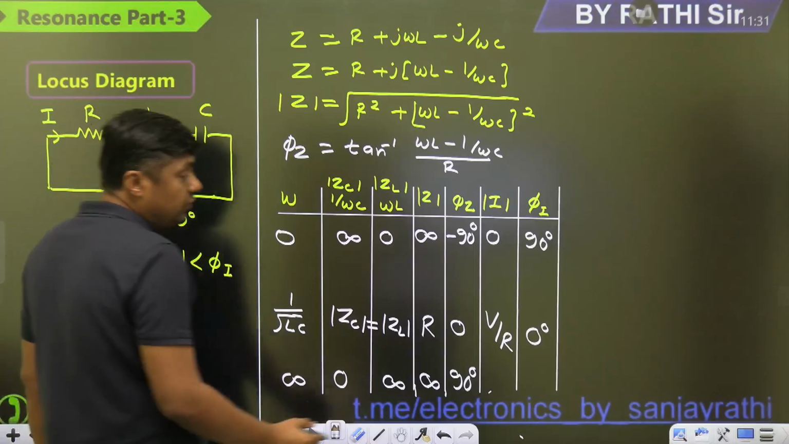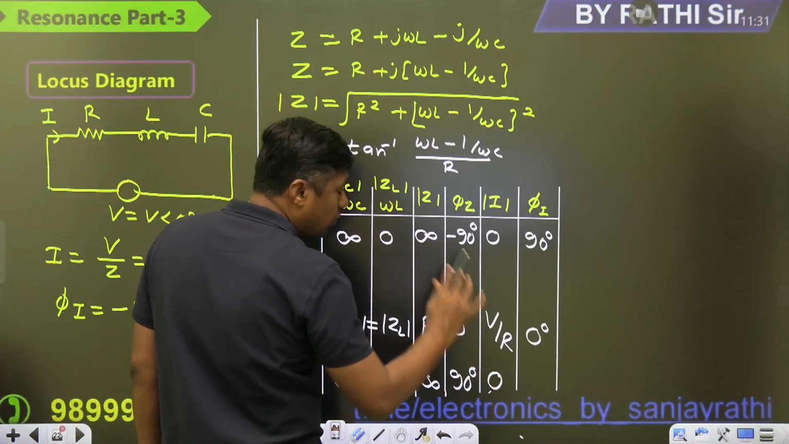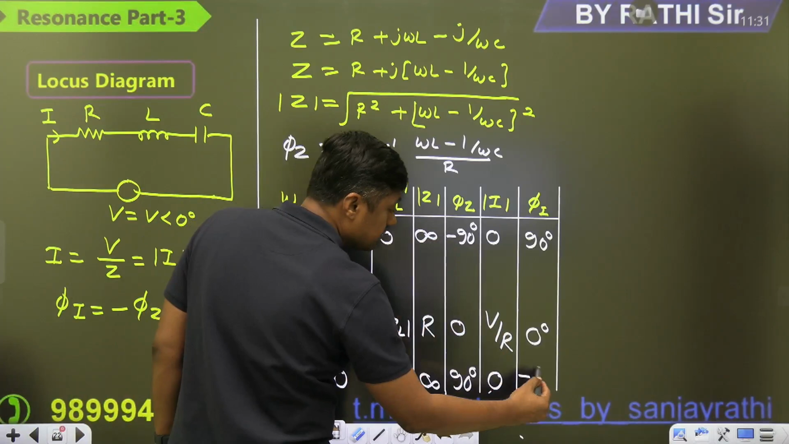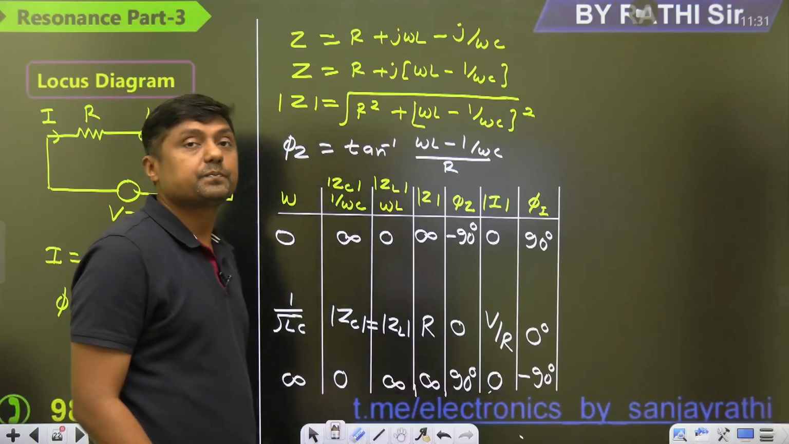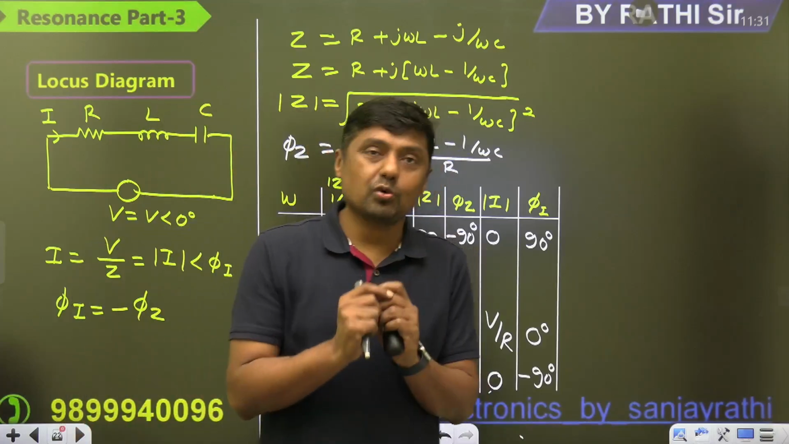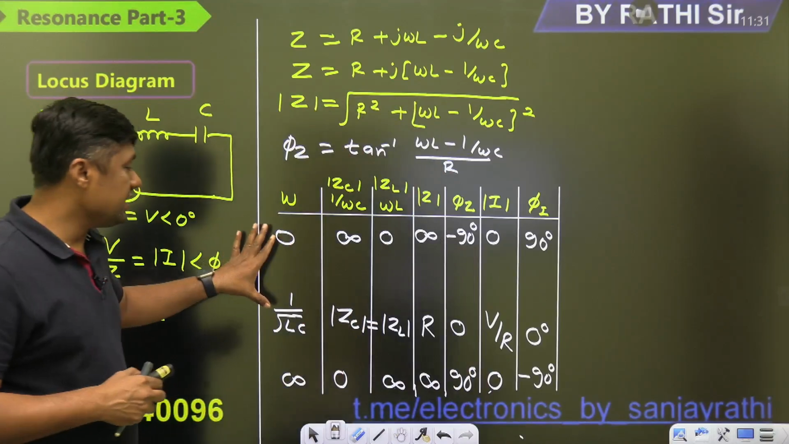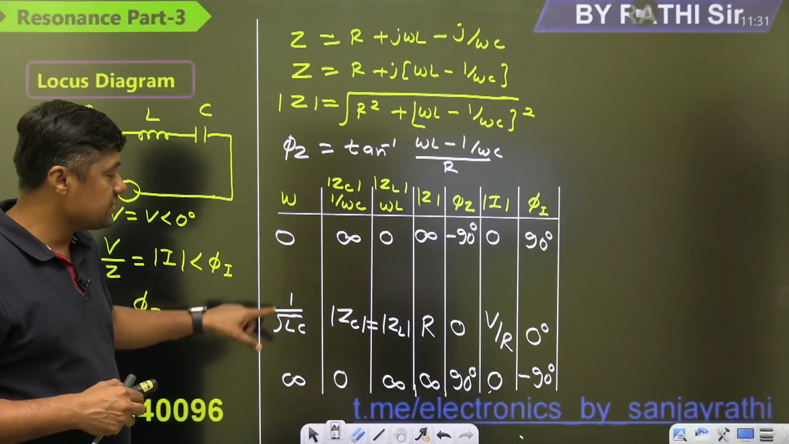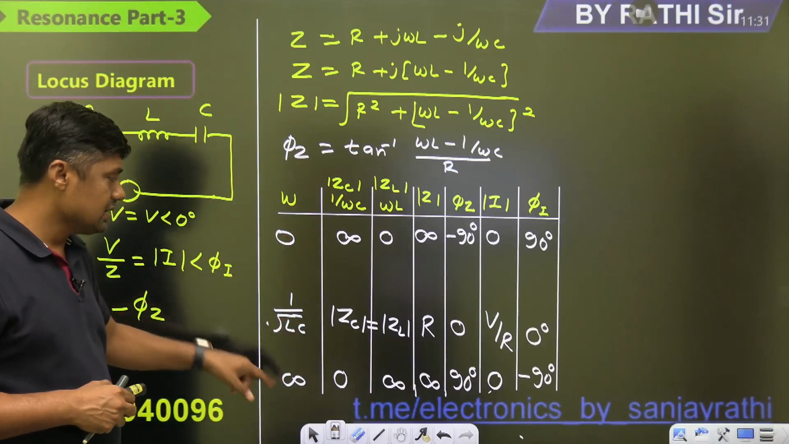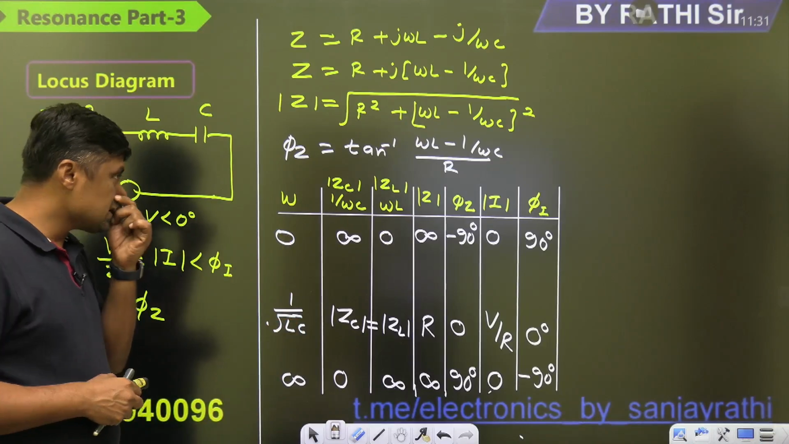What is the current? It will become 0 again. But what is the angle of that? Minus 90 degree. So from this point to this point, it is in which quadrant? Fourth quadrant. So in this range it is in the first quadrant, and here it is in the fourth quadrant. It is a capacitive circuit, then purely resistive, and then an inductive circuit.